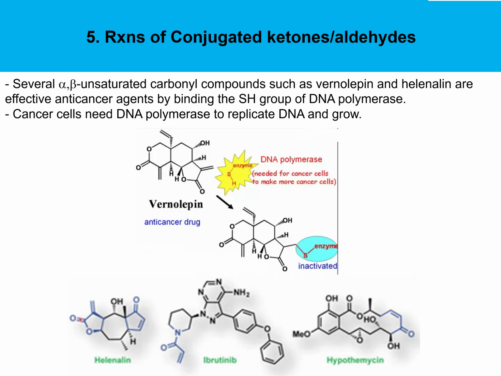So we can see here an alpha-beta unsaturated carbonyl highlighted also here in blue. And then here we have a highlighted alpha-beta unsaturated ketone.